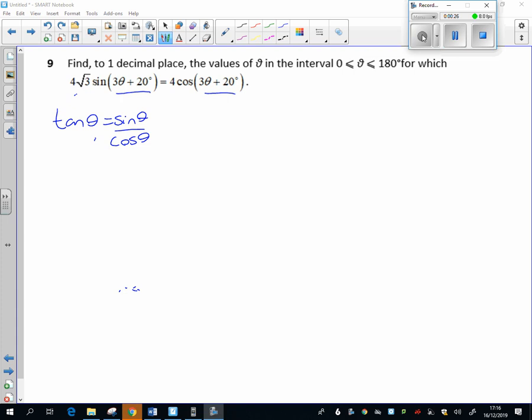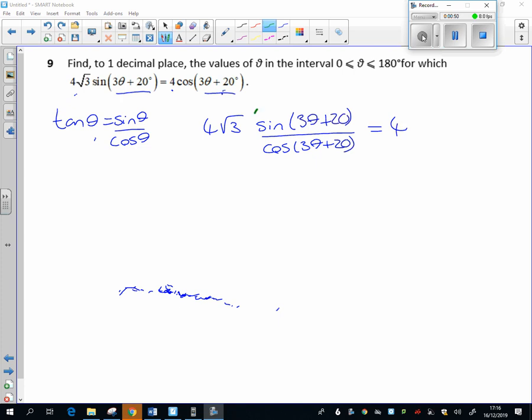So I want sine over cosine, so I'm going to divide through by the cosine 3 theta plus 20. I'm not going to divide through by the 4, because I actually want to keep that on the right-hand side. So it's going to be 4 root 3 sine 3 theta plus 20 over cos 3 theta plus 20, and that equals 4. So that ends up equaling tan 3 theta plus 20, and then I'm going to divide through by the 4 root 3. So 4 divided by 4 root 3.